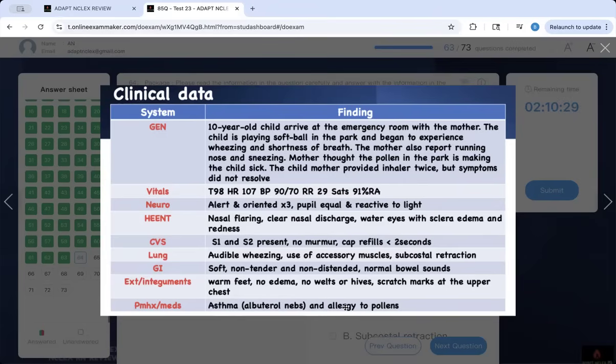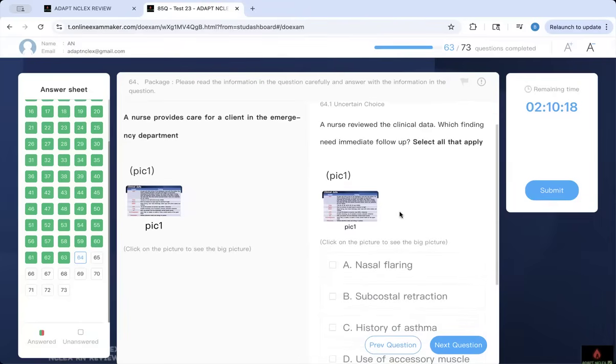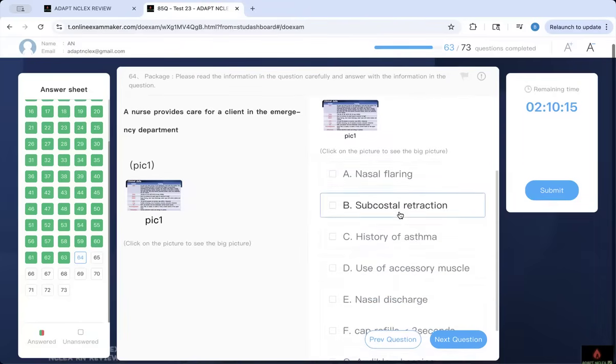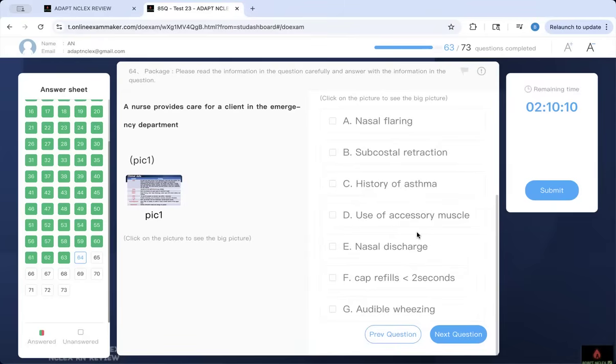Medication: you take albuterol and you're allergic to pollen. Probably pollen triggered the asthma exacerbation. That's all. You see how you analyze the question? And let's review the clinical data. Which finding needs immediate intervention? Nasal flaring, subcostal retraction, history of asthma, use of accessory muscles, nasal discharge, capillary refill of less than 2 seconds, audible wheezing. You can tell I'm trying to let you know that's what the NCLEX will do to you. Things that you know are worrisome, just pick them. Pick your answer and proceed. You pick them: nasal flaring, bad.